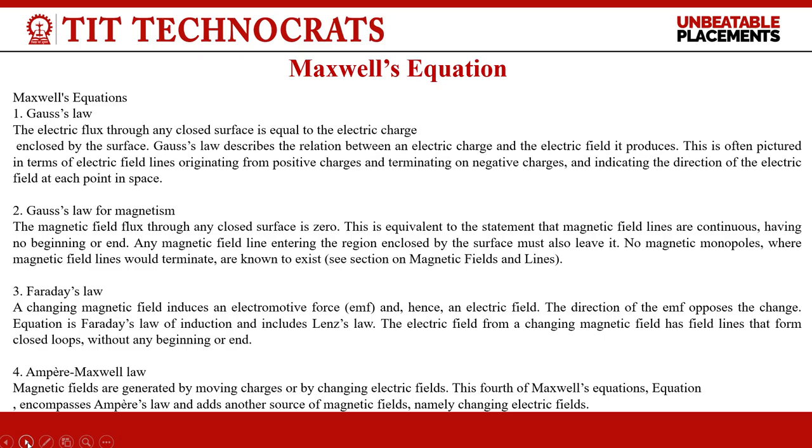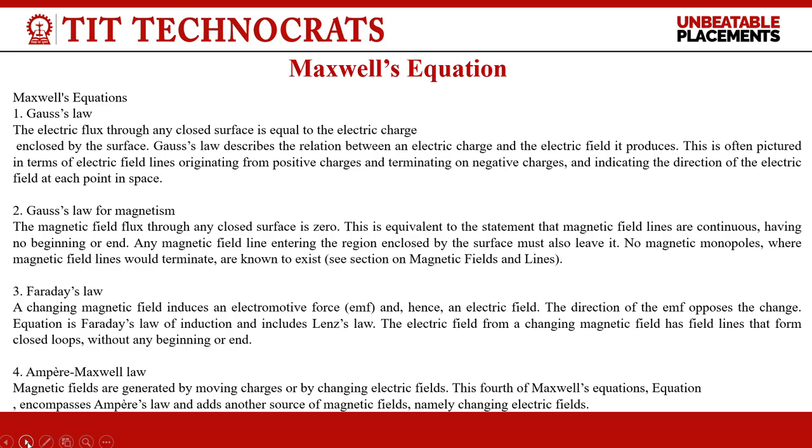we see that the Maxwell equation having the first law, Gauss law, which states that the electric flux through any closed surface is equals to the electric charge enclosed by the surface. Gauss law describes the relation between electric charge and the electric field it produces. This is often pictured in terms of electric field lines originated from positive charges and terminating on negative charges and indicated the direction of electric field at each point in space.